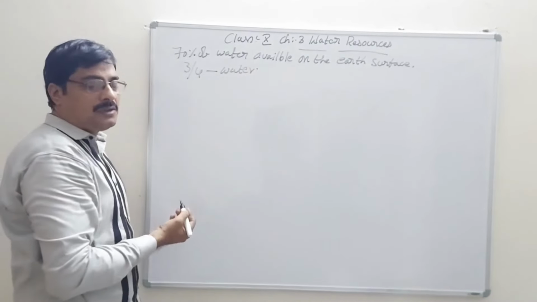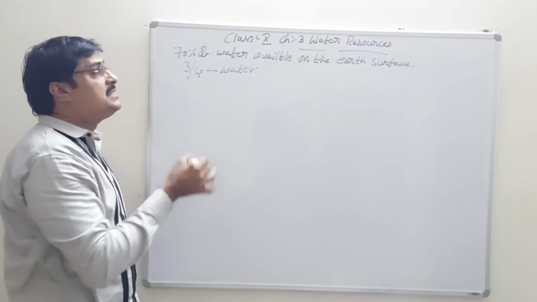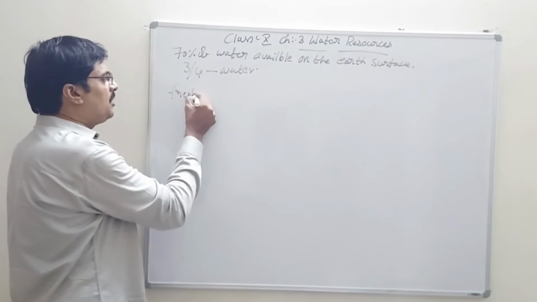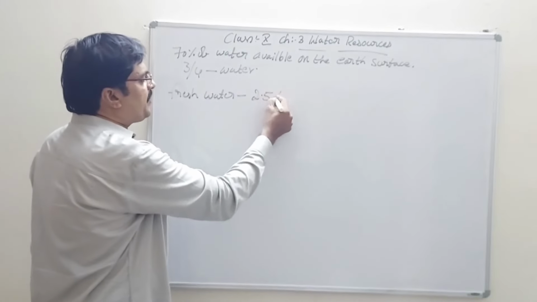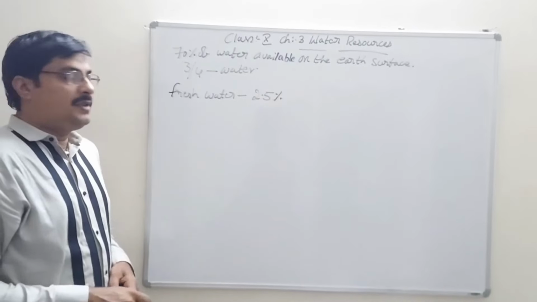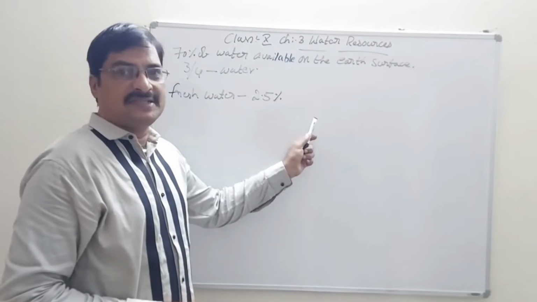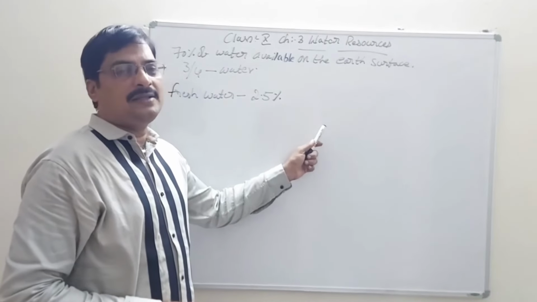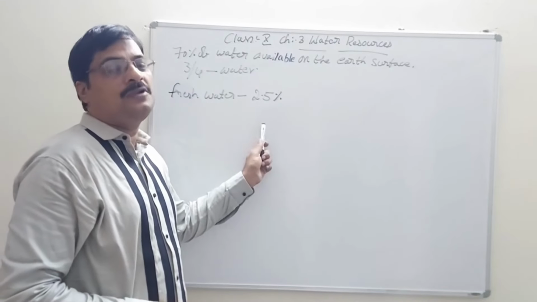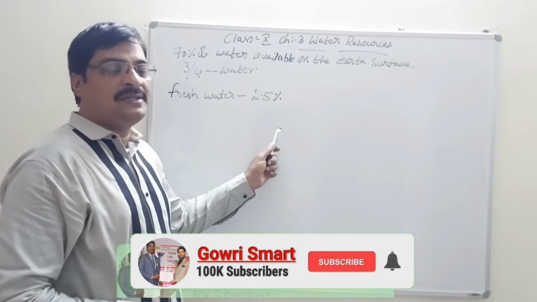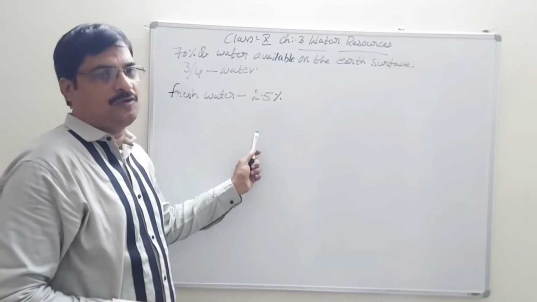In that 3/4, how much water can we use, meaning how much fresh water is available on the earth? Only 2.5%. In this 2.5% of water, we have lakes, rivers, ponds and other things available on the earth's surface. This fresh water is useful for agricultural, industrial and domestic purposes.